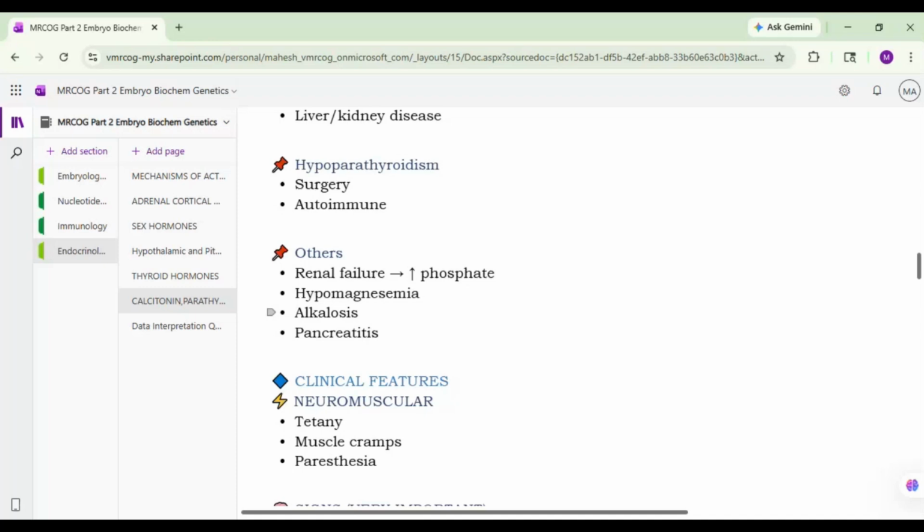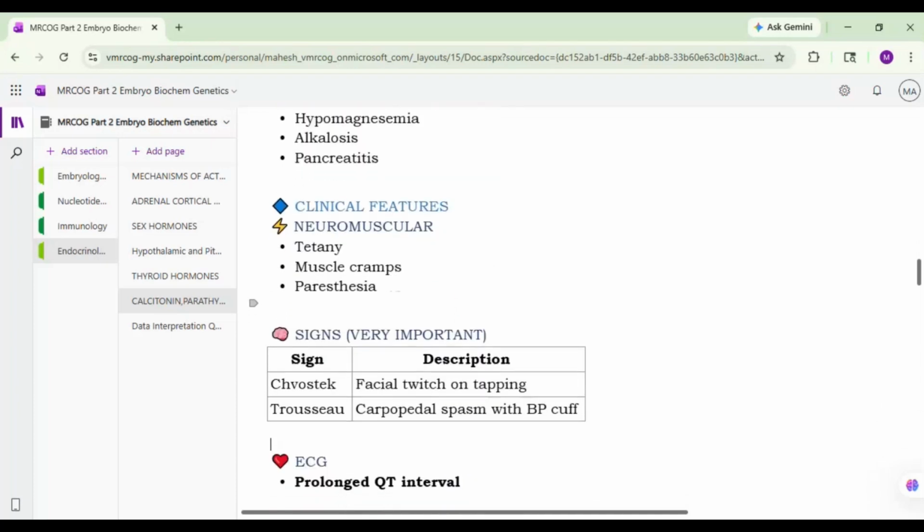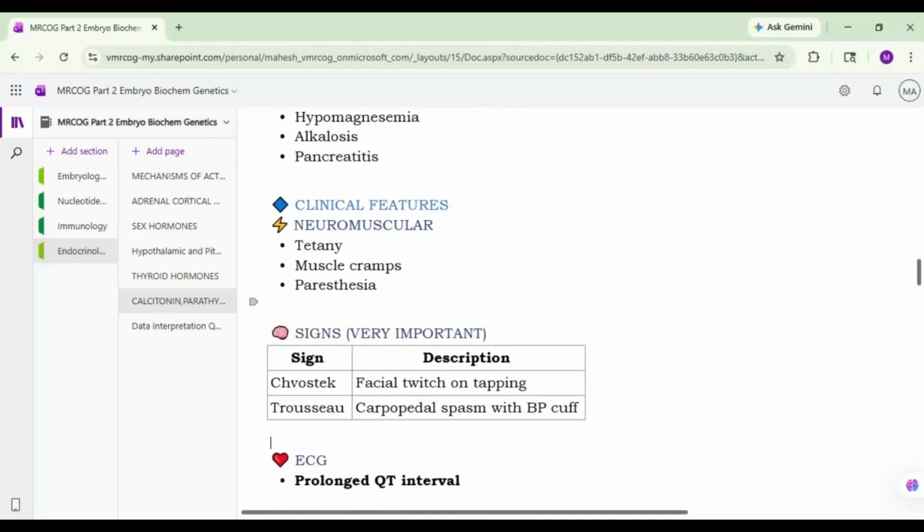What will be the clinical features for hypocalcemia? In neuromuscular, there will be tetany, muscle cramps, paresthesia. Okay, and there will be Chvostek sign and Trousseau sign. Chvostek sign is a facial twitch on tapping, and Trousseau sign is a carpopedal spasm with BP cuff inflation.